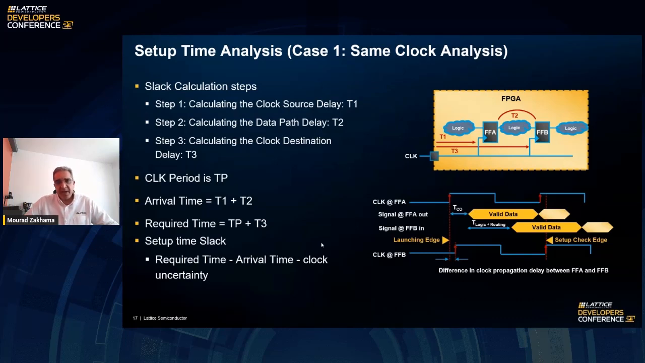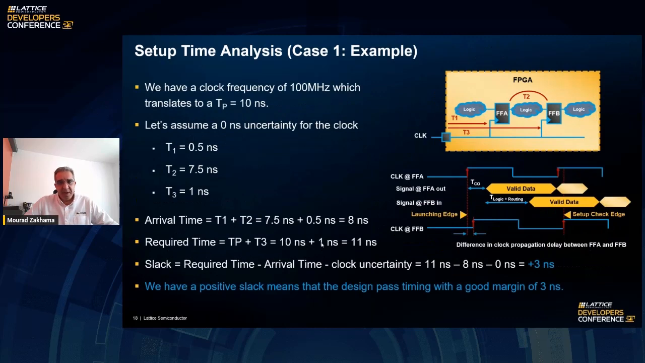So this is a simple case where you have one clock domain. Let's go through the example just with numbers. The time period is 10 nanoseconds. We have T1 as 0.5 nanosecond, the time it takes for the clock to get to flip-flop A. The time it takes to propagate the data between the two flip-flops is 7.5.